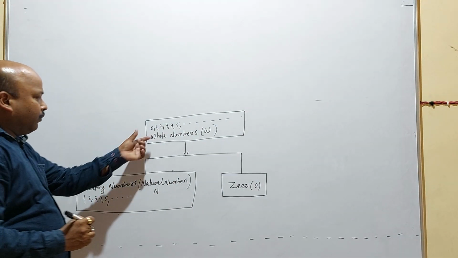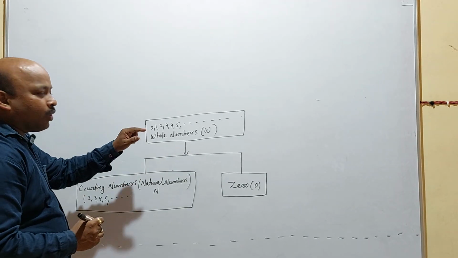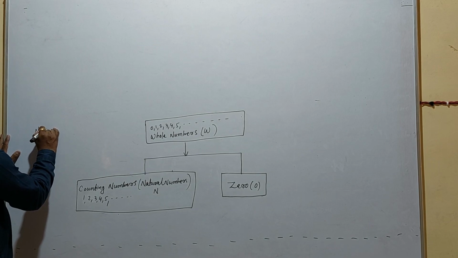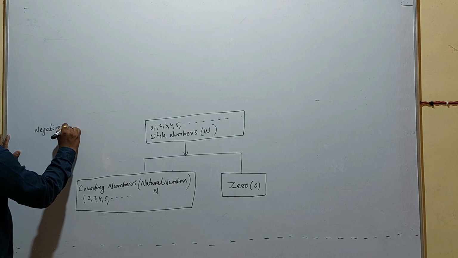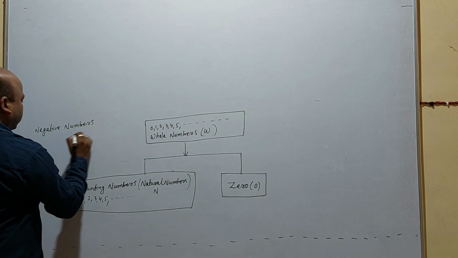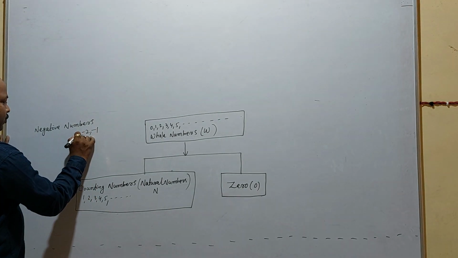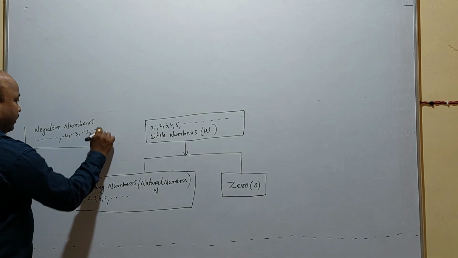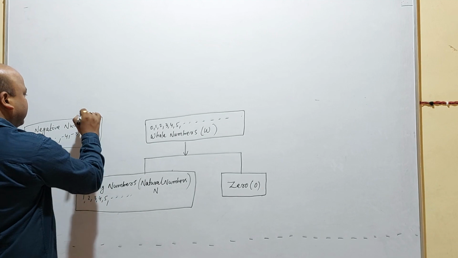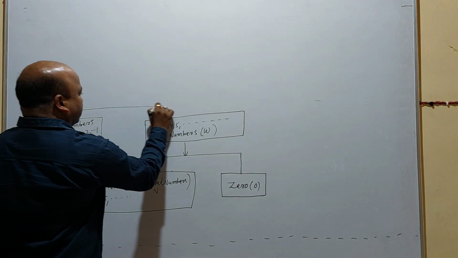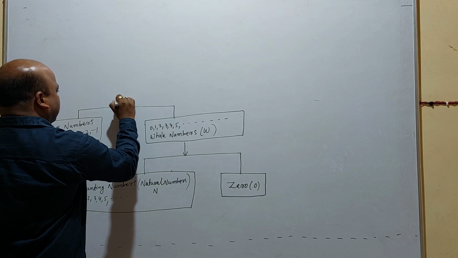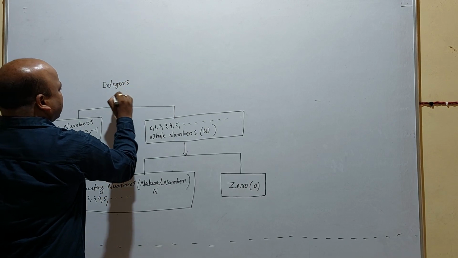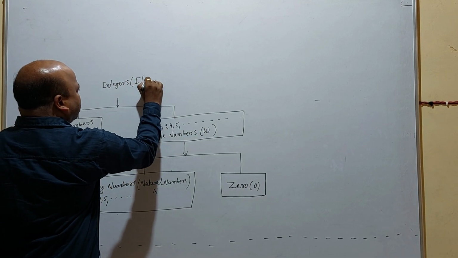Clear? If negative numbers are included with whole numbers, then what do we get? Negative numbers, I am writing here: negative numbers, that is -1, -2, -3, -4 and so on. Then what do you get? We get integers. Integers are denoted by the symbol I or Z.